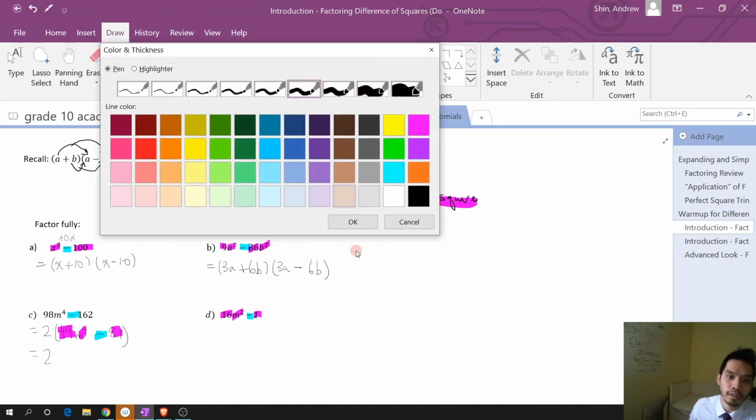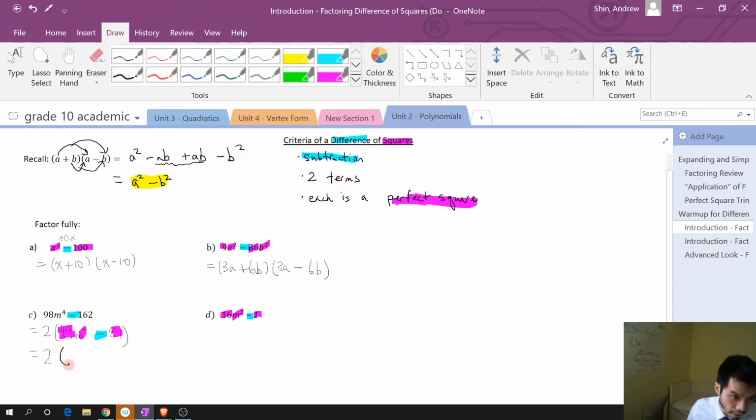All right, so let's factor it out. 49 is a perfect square, we know it's 7 and 7. M to the power 4, what two numbers would multiply to m to the power 4? Well, the square root of that is going to be m squared times m squared, right? And if I were to check that, if I expand this portion out, 7m squared times 7m squared gives us 49m to the power of 4.